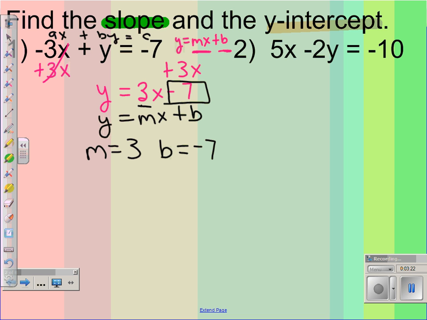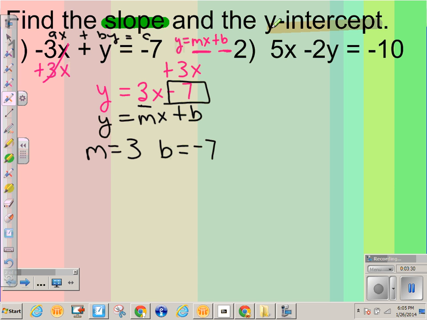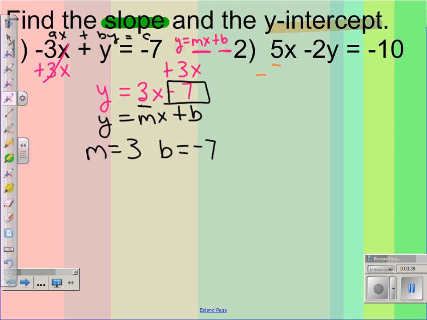Number two is also in standard form. So when I look at the equation, I can't pull out the y-intercept and the slope. And so in order to do that, we're going to change it into slope-intercept form by, once again, making sure that the equation is equal to y. So to get 5x to go away, we have to subtract 5x on both sides of the equation. And I end up with negative 2y equals negative 5x minus 10.